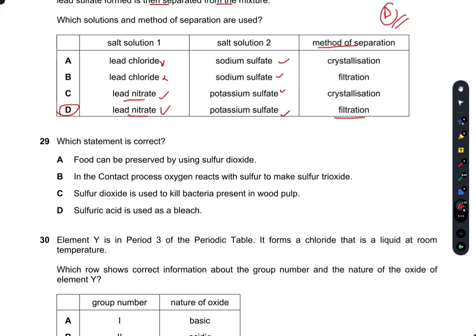Which statement is correct? Food can be preserved using sulfur dioxide. This is true. In the contact process, oxygen reacts with sulfur to make trioxide. Oxygen reacts with SO2, not with sulfur in particular. So B is incorrect. Sulfur dioxide is used to kill bacteria present in wood pulp. No, it is not. It is used as a bleach. So A is our right option.